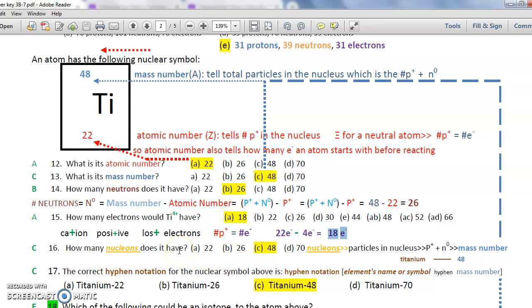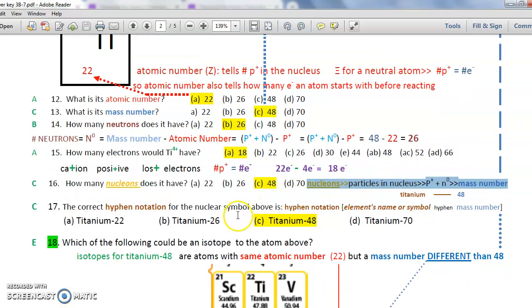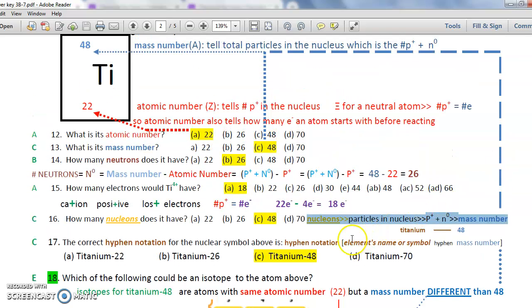How many nucleons would this thing have? Well, we already know nucleons are particles in the nucleus. That's the mass number. We follow the arrow up. That would be 48, letter C. What's the correct hyphen notation for the nuclear symbol written above? The nuclear symbol, hyphen notation, has the element's name or symbol first with a hyphen followed by the mass number. So I go back up. The mass number is 48. So I could write Ti-48, or I could write the symbol out with the name.